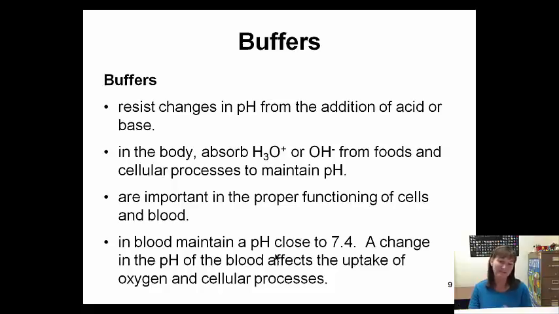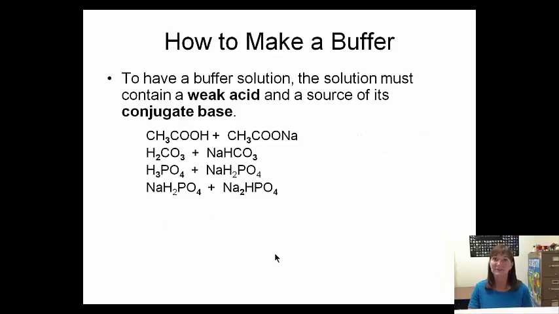So here's what I was telling you. Blood, the pH is 7.4. So a change in the pH of your blood is going to affect the uptake of oxygen in cellular processes. So it's very important. Our buffers in our body have to be really working well because for a lot of our proteins and enzymes and things to function properly, they have to be at a particular pH.